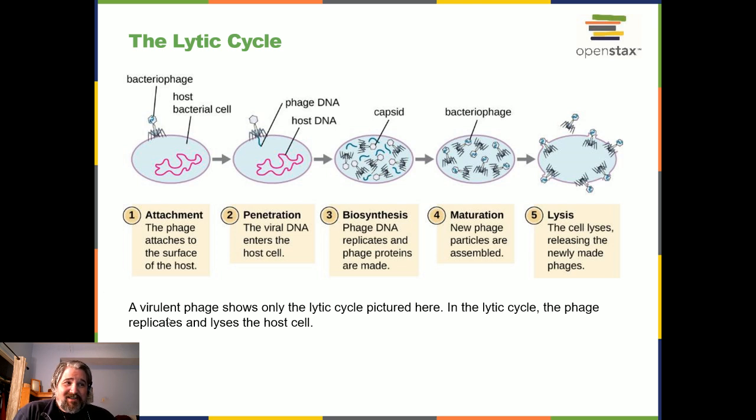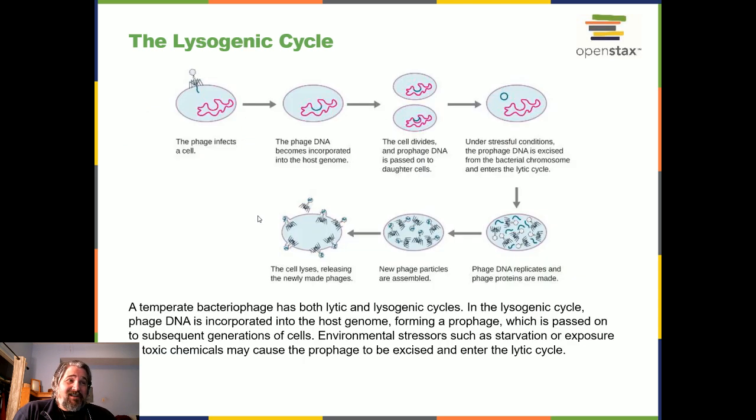So, again, a virulent phage only engages in the lytic cycle, as indicated here. So lysogeny, the lysogenic cycle. We have attachment, we have penetration. However, following penetration, we have the incorporation of phage DNA into the host genome, becoming a prophage. And then, whenever the cell divides, from then on out until excision, the cell will be copying the virus along with itself. And generally, excision and entrance into the lytic cycle is based on a stress-induced response.